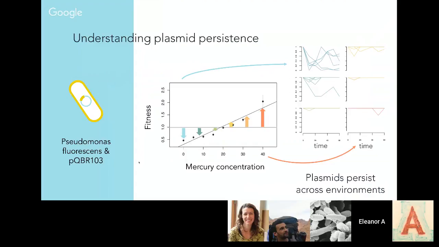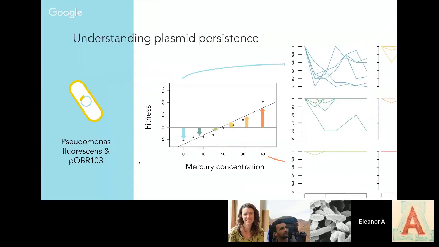So this graph to the right here is just showing plasmid prevalence through time for those 6 different mercury environments, and each line is a different replicate population. And what we see is that the plasmid persists, and this is true obviously when there's lots of mercury in the environment, so when the plasmid is beneficial, but also in the treatment where the plasmid was very costly. So even though it has this huge, around 50% cost, and initially the frequency of the plasmid goes down very rapidly, it is maintained in all those populations.